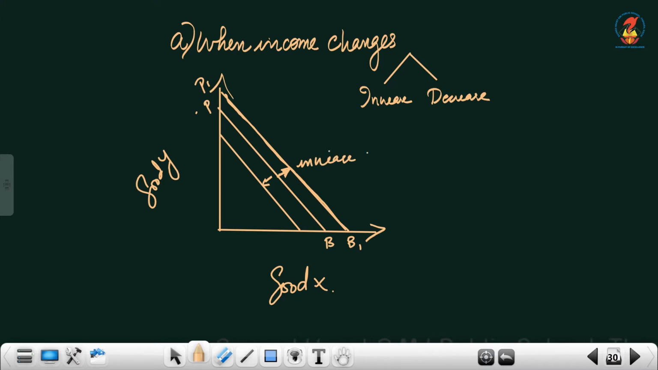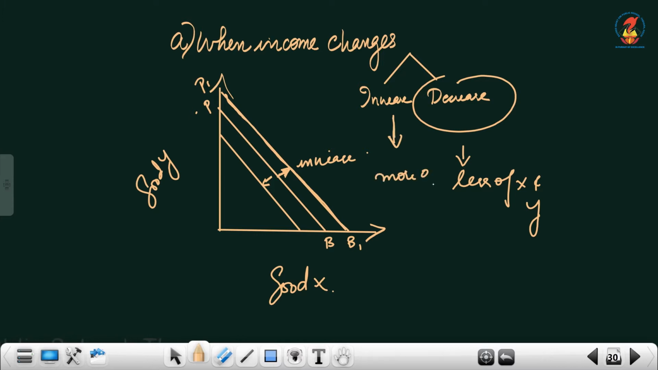If the money income of the consumer decreases, what will happen? He will buy only less of X and Y. When the money income increases, he will buy more of X and Y. If the money income is decreasing, he will buy less of X and Y. So ultimately the budget line will get shifted to the left. This is with case of decrease, and the new budget line is P0 B0. This is how we mark.